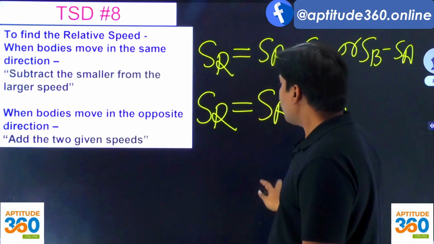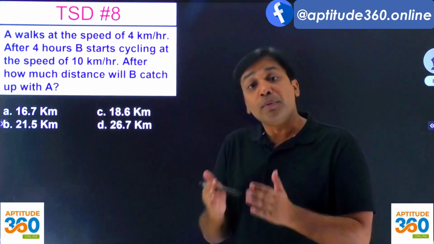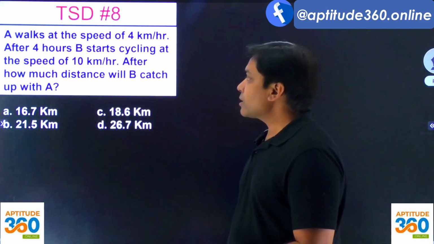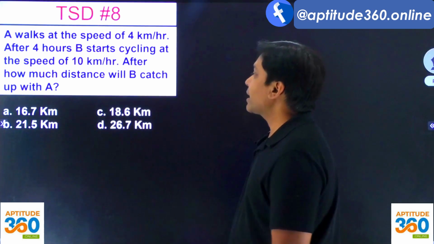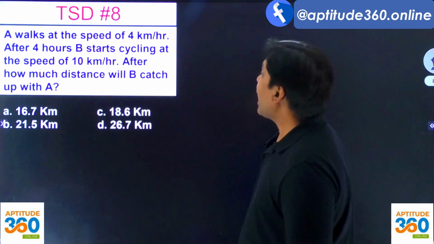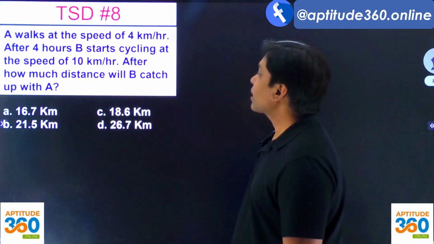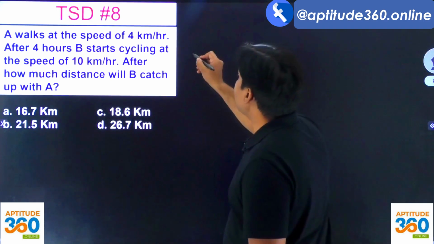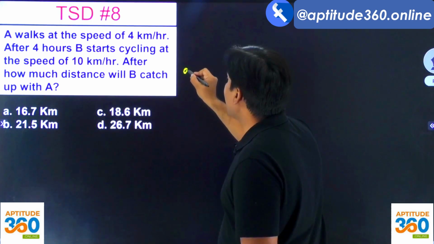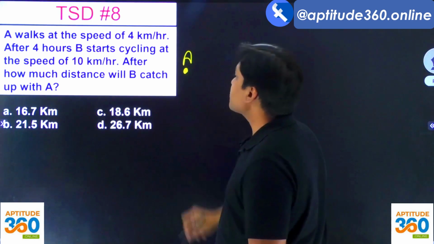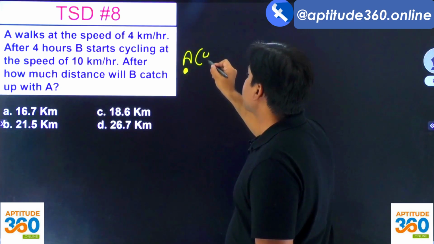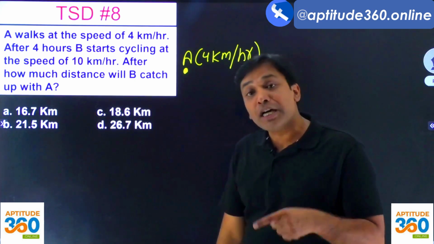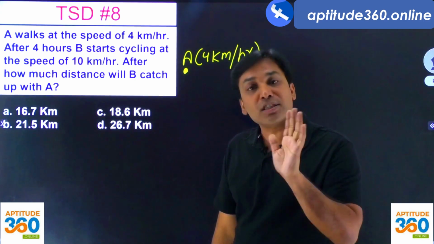Now, what kind of problems are we going to get? Problems के थ्रू थोड़ा बेटर समझ में आएगा। A walks at the speed of 4 kilometers per hour. After 4 hours, B starts cycling at the speed of 10 kilometers per hour. After how much distance will B catch up with A? अब आप यहां पे A की जर्नी को शुरू कराओ, ठीक है जी। A रहा ये। What is the speed of A? It is 4 kilometers per hour. And problem tells you that for the first 4 hours, who is going to be moving? Only A is going to be moving.